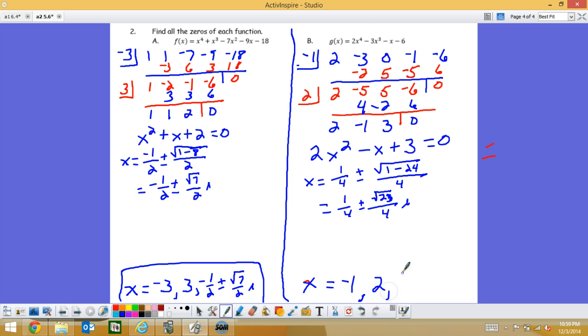So there are our other two zeros, because we should end up with four by the fundamental theorem of algebra. We have 1/4 plus or minus the square root of 23 over 4 i. So our four zeros are negative 1, 2, 1/4 plus the square root of 23 over 4 i, and 1/4 minus the square root of 23 over 4 i. And that is using our graphing calculators to find the rational zeros, and then using synthetic division to help us find the imaginary zeros.